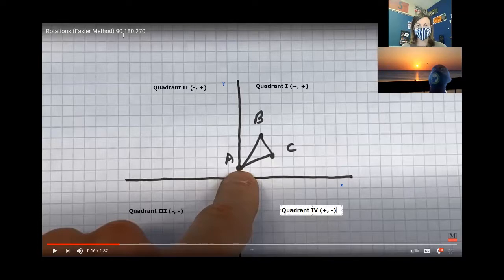So just to reiterate, all right, quadrant 1, all of your X and Y values here are positive. X and Y are both positive. Quadrant 2, all your X values are negative, Y values are positive. Quadrant 3, X and Y values are all negative. Quadrant 4, positive X values, negative Y values.